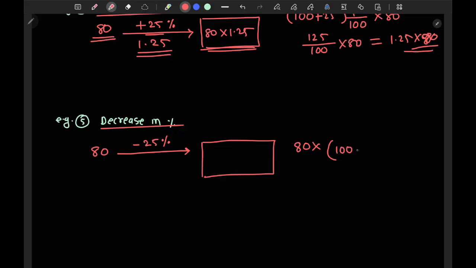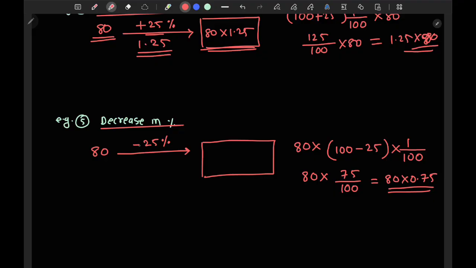That means if the earlier price was 100%, at 100 percentage, it was decreased by 25 percentage. And the percentage symbol we have to replace with 1 by 100. Now again I try to solve this. Can I write 80 into 75 divided by 100? Again, can I write 80 into 0.75?